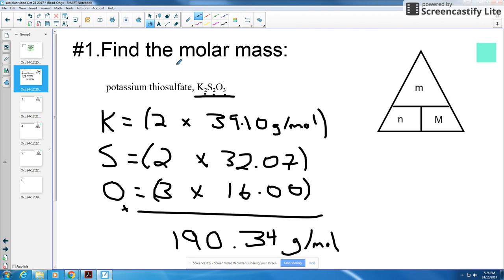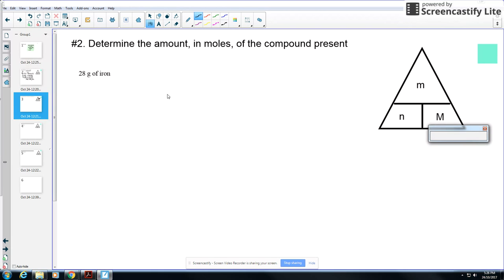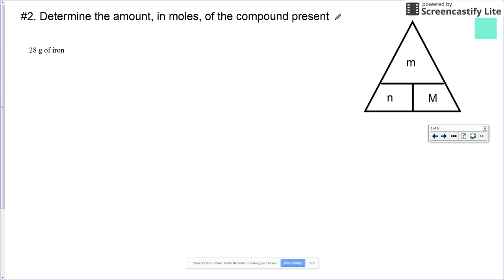All right, so there's just an example of finding the molar mass. Pretty straightforward, but we have to find the molar mass in so many of these questions. This is a foundational piece to doing it. So let's move forward here. Let's determine the amount in moles of the compound present. Well, here it isn't actually a compound, it's just an element. But some of the examples in number 2 are talking about compounds, and I'll show you one of those in a moment.